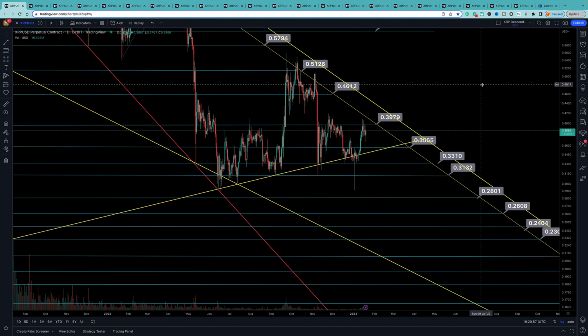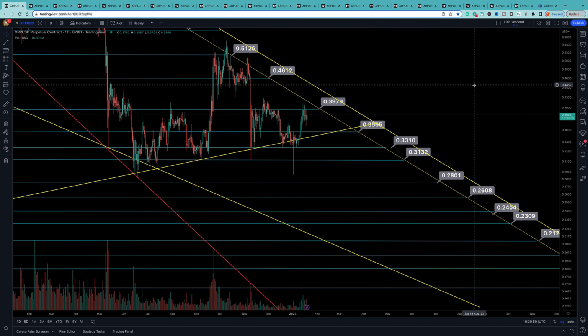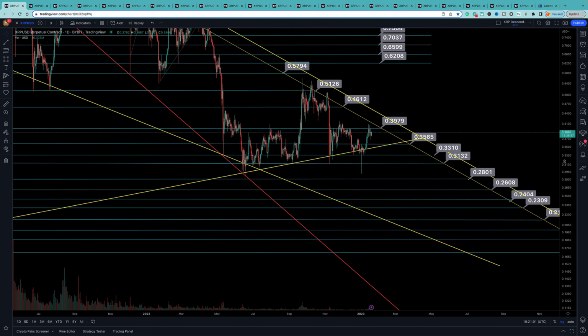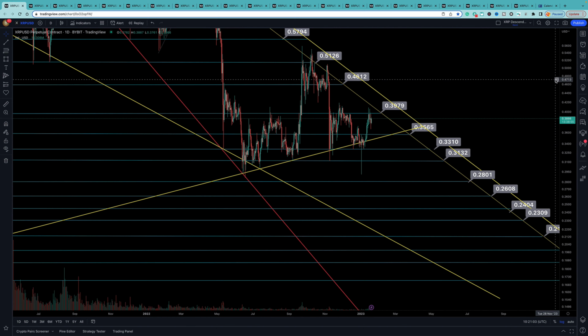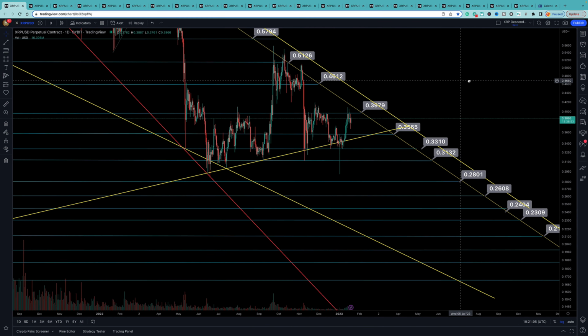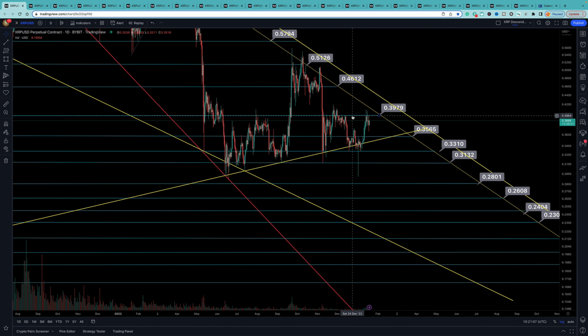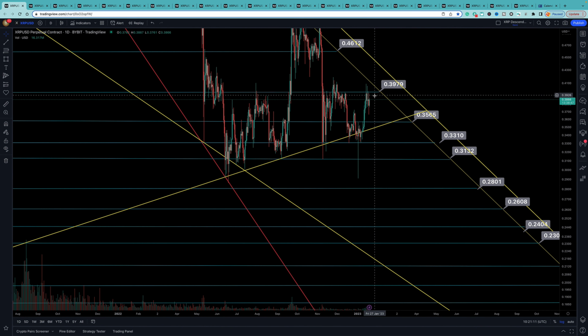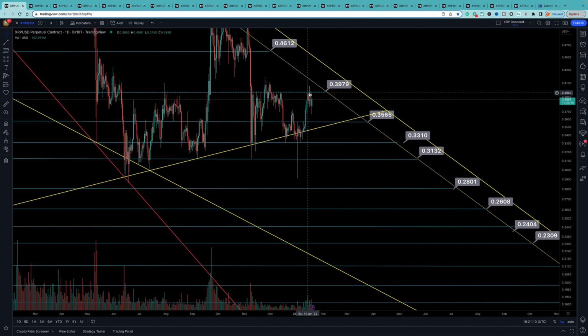Okay, so I'm going to start with XRP, and I'm going to zoom out first. This is a channel I have with support and resistance, and I'm looking at this support resistance line at 39.79. You can see on the daily that this held as resistance, and we got a breakdown yesterday.